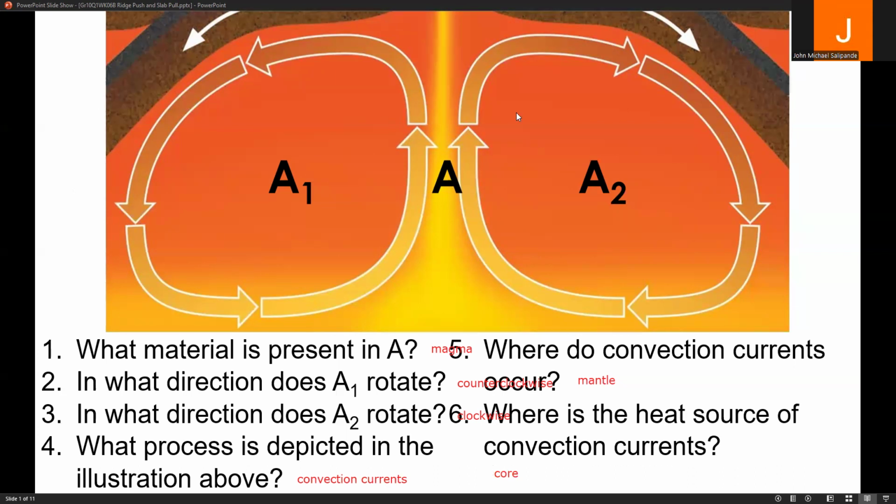Okay, so now that we've recapped convection currents, it's time to watch the video for our next lesson.